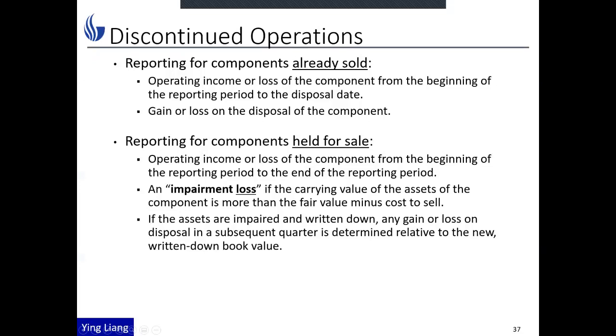Now for those components that are already sold, how are we gonna do the reporting? We're gonna report two parts. Number one, remember before the component is sold, we are still operating this component, right? For example, Google still had Motorola doing business. It's a continual operation. So from the beginning of the fiscal period, for example, January the 1st, all the way to the date that we decide to sell it, or the transaction completion date, Motorola is still operating. So there must be some operating income or losses generated during this period. We have to report the operating income or loss from this period.